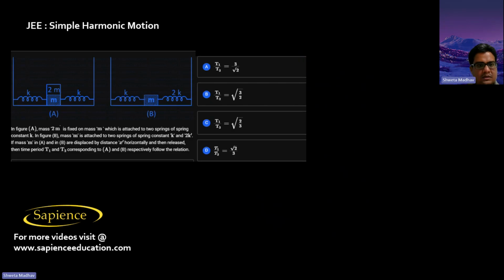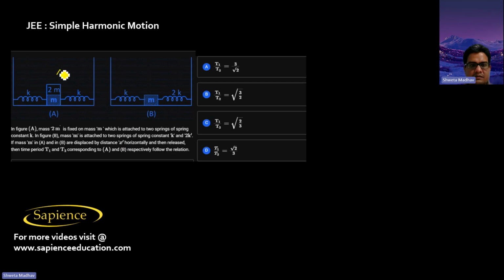It is told that in figure A, a mass m is attached to two springs of spring constant k. In figure B, a mass m is attached to two springs of spring constant k and 2k. If mass M in A and B are displaced by distance x horizontally and then released, then time period T1 and T2 corresponding to A and B respectively follow the relation.